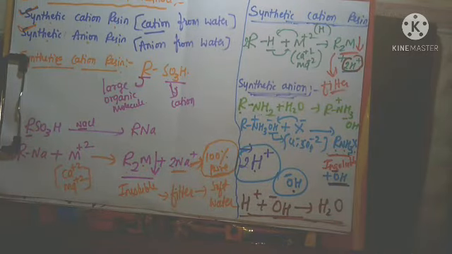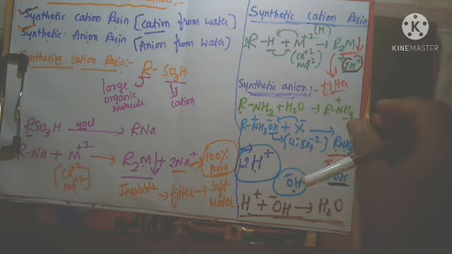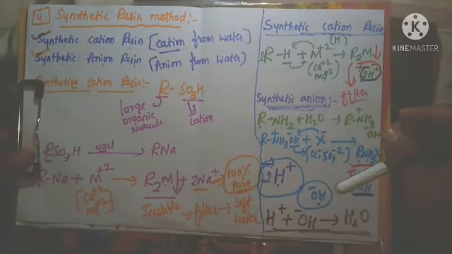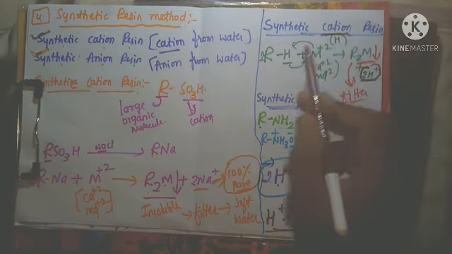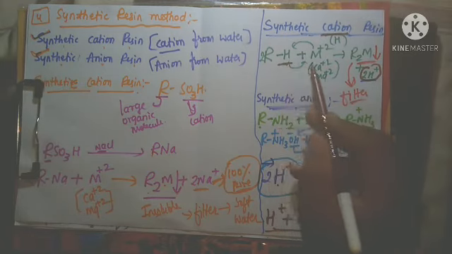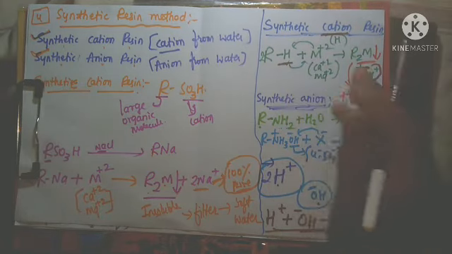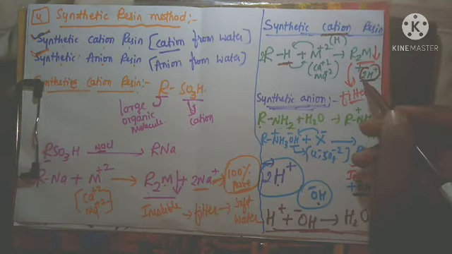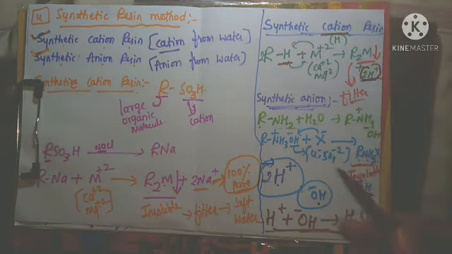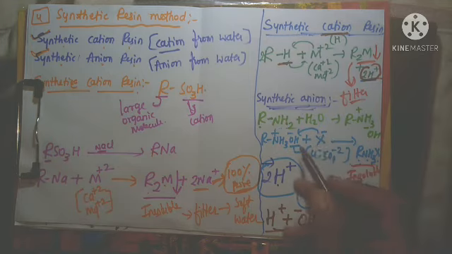Just remember, for the production of highly pure water, you have to use both synthetic cation resin and synthetic anion resin. In the synthetic cation resin, the cation should be taken as hydrogen. Therefore, when the calcium and magnesium cations are removed, the cation left in the water is H plus. In the anion resin, the anion should be OH minus.